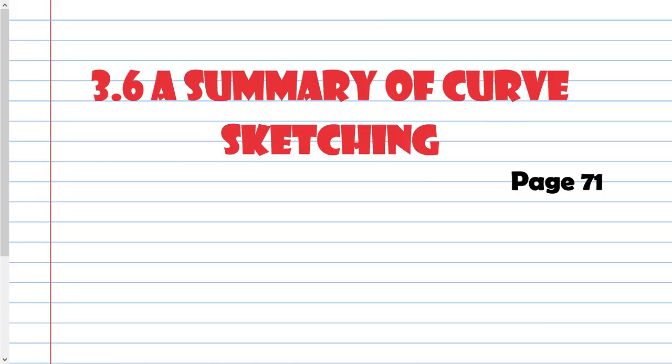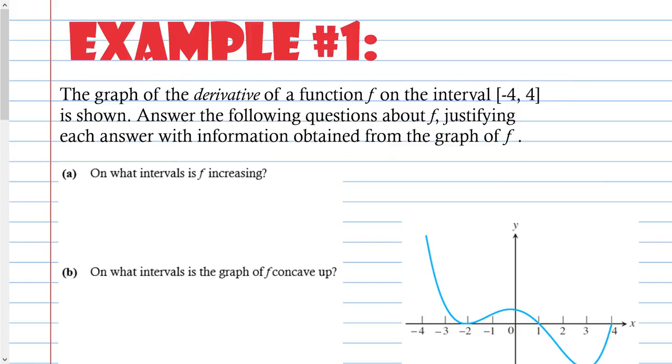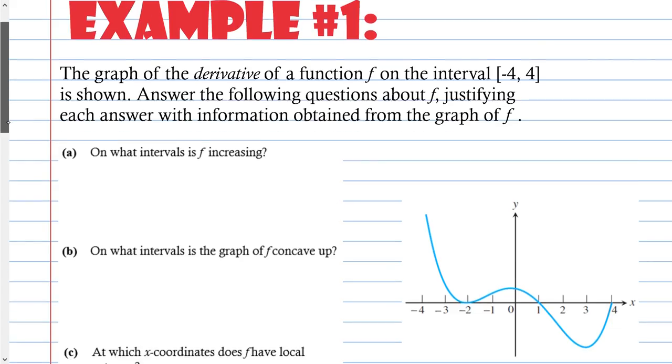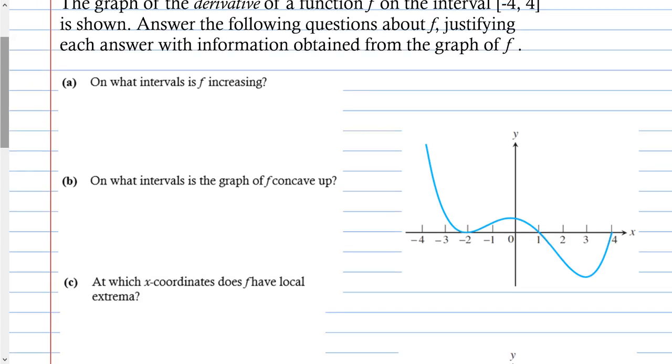3.6, a summary of curve sketching. Here we're going to use the information from a given graph to answer questions about the graphs of functions that are not given. The graph of the derivative of a function f on the interval -4 to 4 is shown. So this is the derivative. Answer the following questions about f, justifying each answer with information obtained from the graph of f prime.